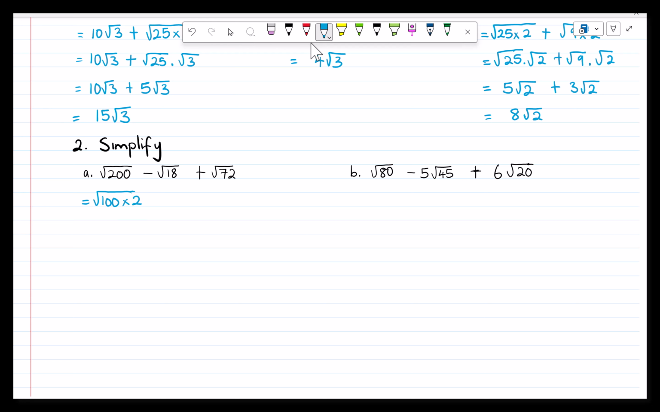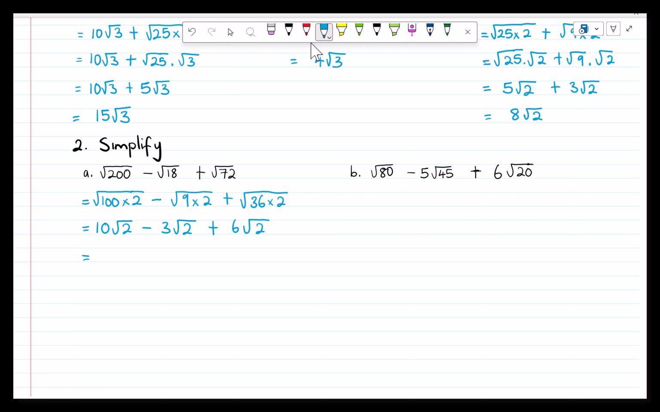So that would be root 100 times 2 minus, for 18, we have root 9 times 2. And then for 72, we have root 36 times 2. Then we can simplify it. Root 100 times 2, that would be the square root of 100, which is 10 root 2, minus root 9 times 2, that is 3 root 2, because the square root of 9 is 3, plus the square root of 36 is 6, so that would be 6 root 2.